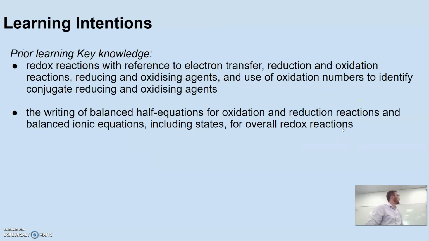Okay, so what we've done in the last week, right? Redox reactions, electron transfer, reduction oxidation, reducing and oxidizing agents, and using oxidation numbers. Balancing of half equations, balancing ionic equations, including states for overall redox reactions, and Cr2O7 2-, right? What sort of conditions can we apply it in? Acidic only, that's correct. Cool.